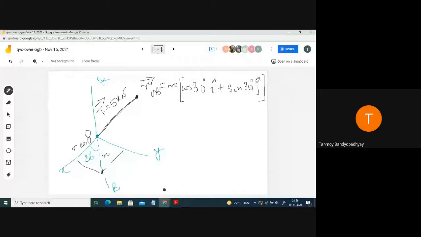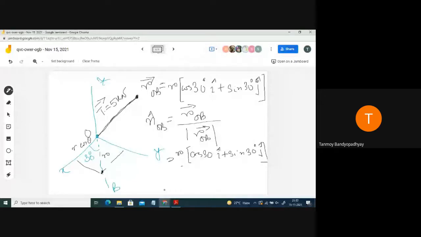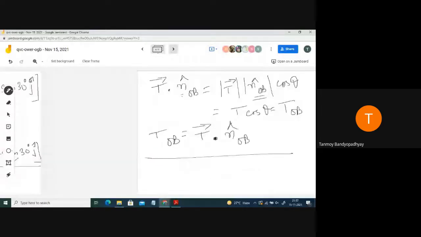So what will be a unit vector in the direction of AB? So that will be equal to vector ROB divided by magnitude of ROB. So this R will actually cancel out. Why? I hope you can understand now. Okay? So this is R cos 30 I cap plus sin 30 degree J cap divided by root over of all these things. So sin square plus cos square will be 1. This will be R. R and R will cancel out. So you're left with this one. Correct? So what will be TOB?